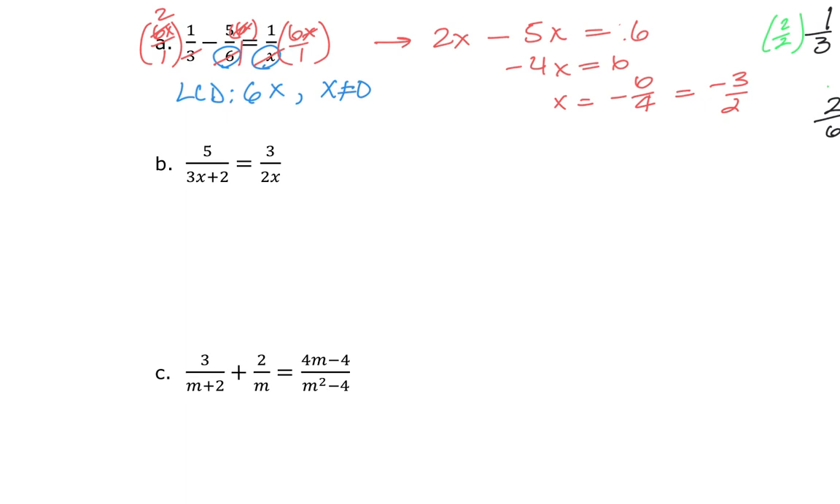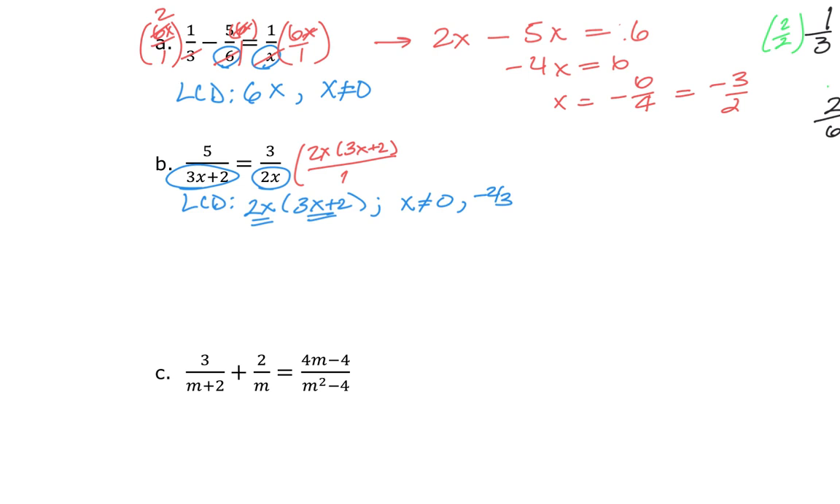Similarly on B, my lowest common denominator is going to be this, which is 3x plus 2 multiplied by this. So I have 2x multiplied by 3x plus 2. I'm going to state my restrictions. x cannot equal 0 from this one, and x cannot equal negative 2/3 from this one. I'm going to multiply this side by the lowest common denominator, which is 2x multiplied by 3x plus 2, over 1. I'm going to multiply this side by that 3x plus 2 multiplied by that 2x over 1.